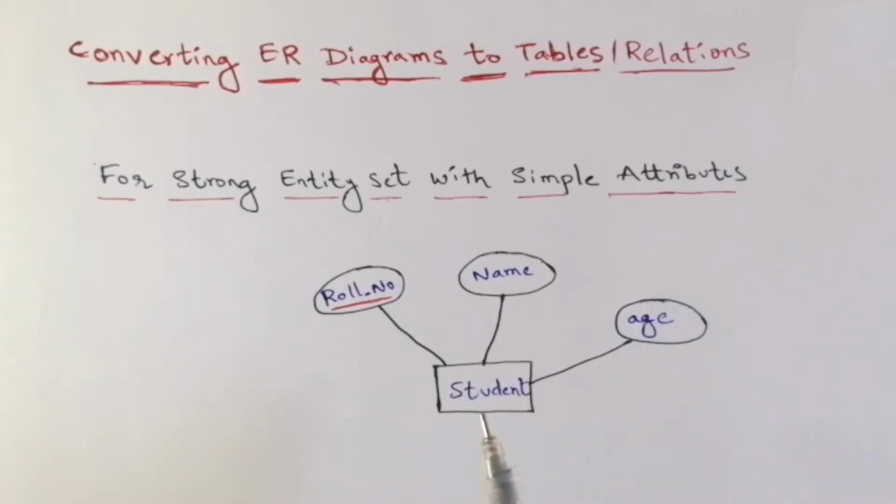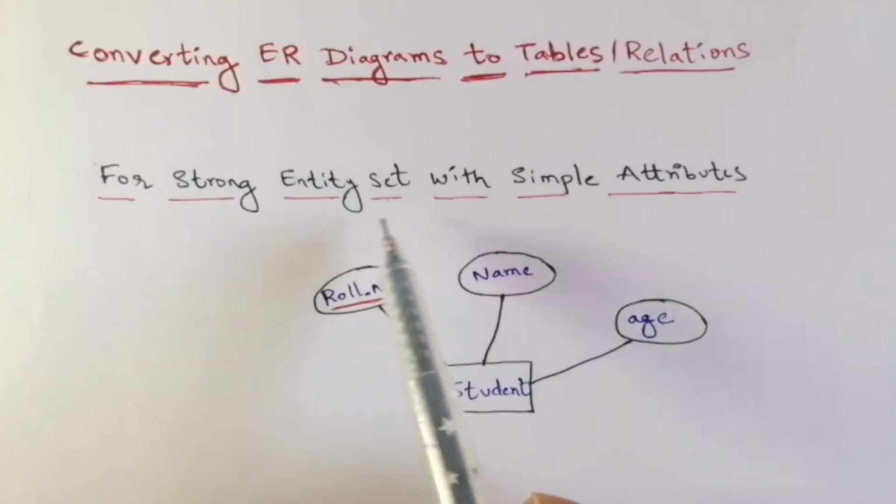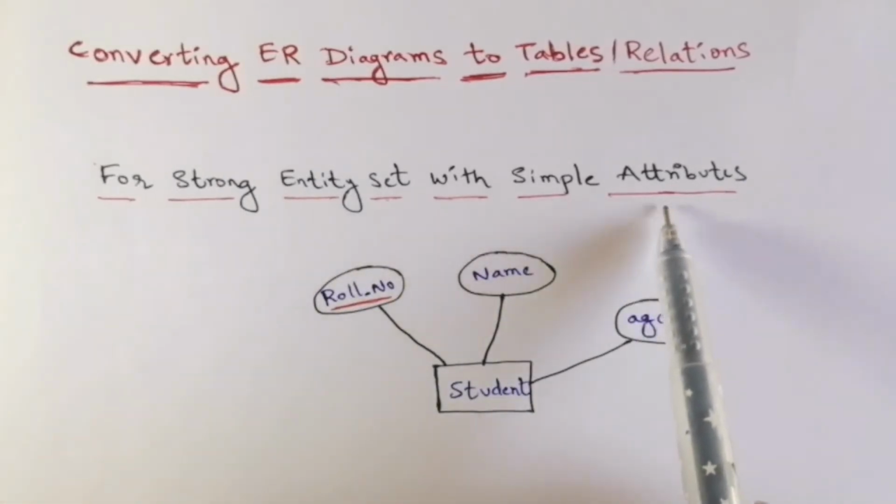So I want to start from the basic level. Let us start with how to convert an entity to a relation, right? So let's start with the strong entity set with simple attributes, right?